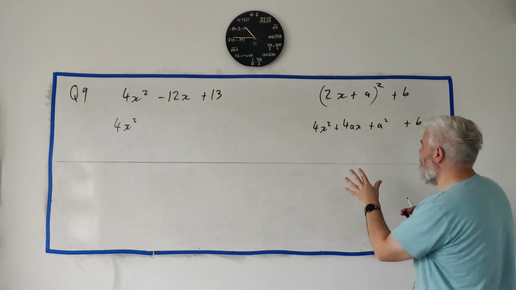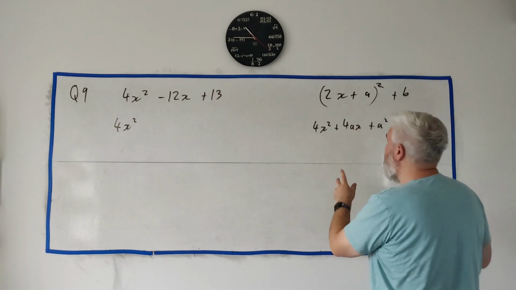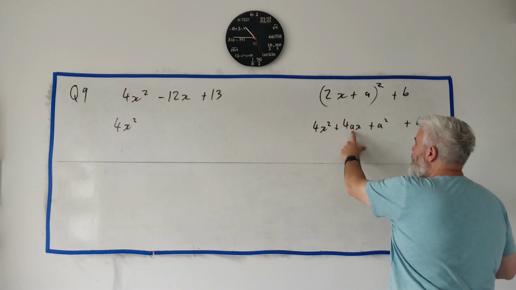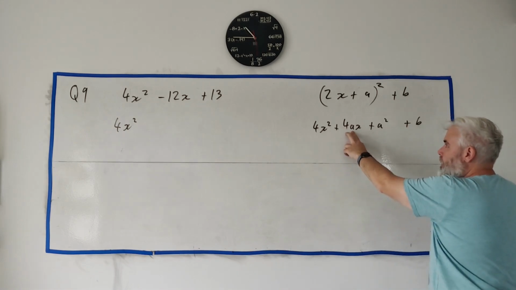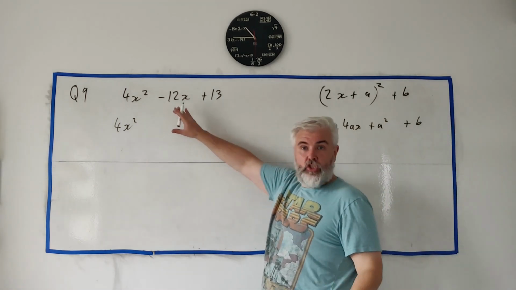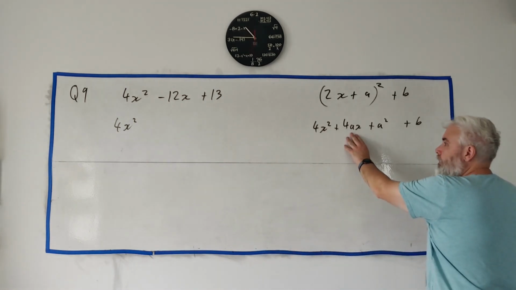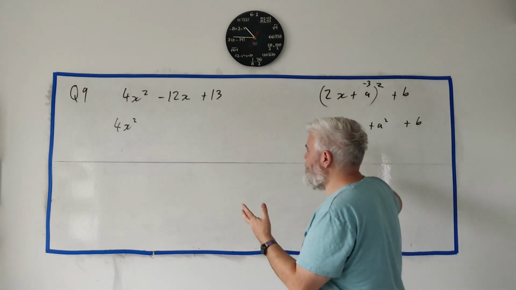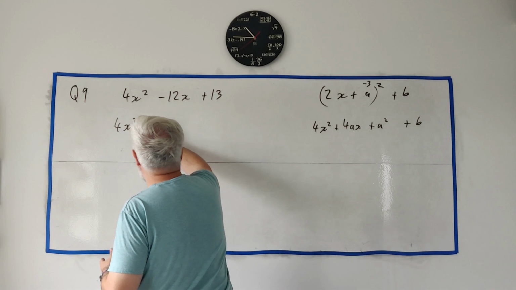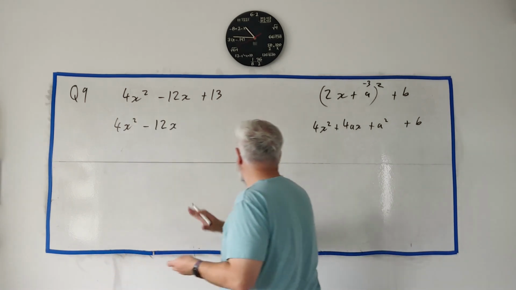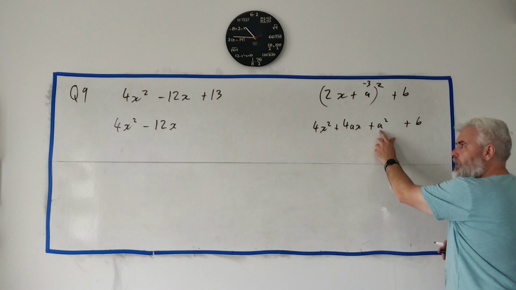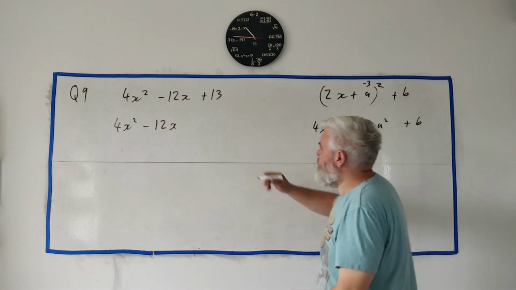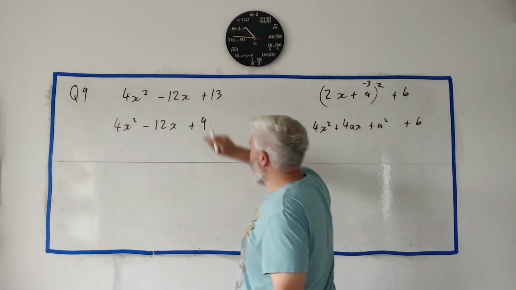But hopefully you can see now, if a was minus 3, 4 times minus 3 is minus 12. So minus 3 up here would work. So let's pretend it was minus 3 and we'd get minus 12x here. But if a was minus 3, this would be a 9. So that's a problem. 9 is not 13.